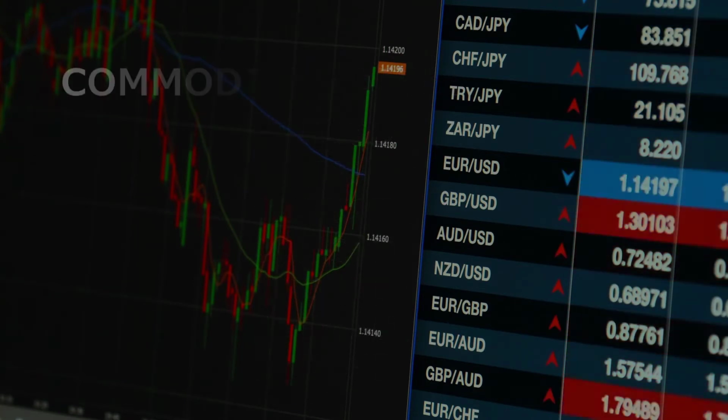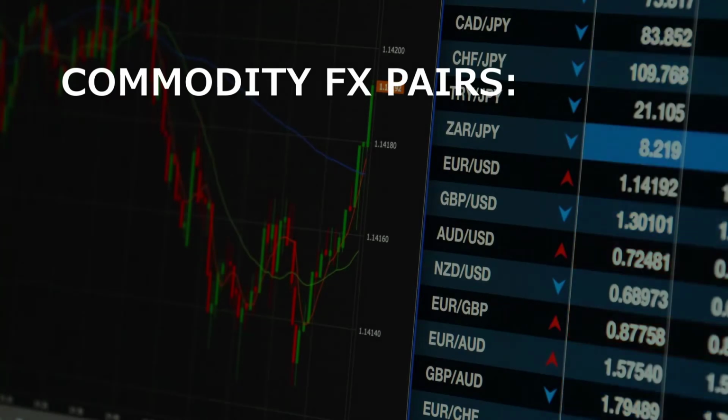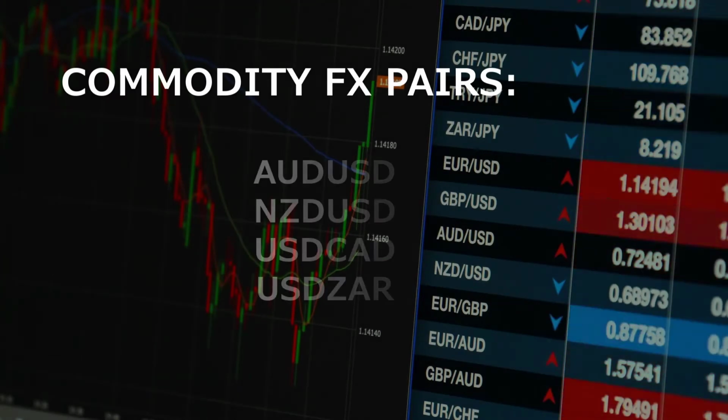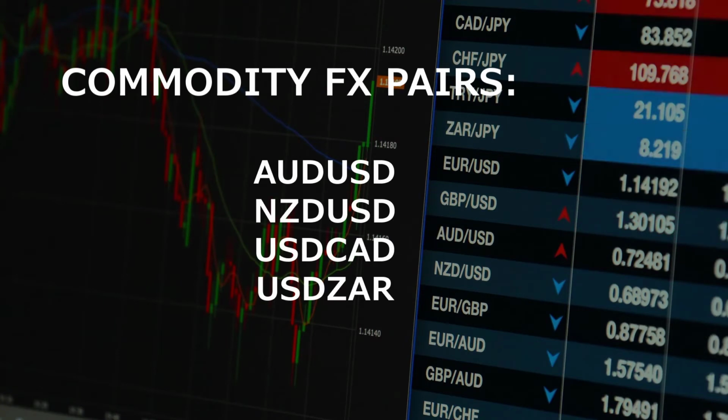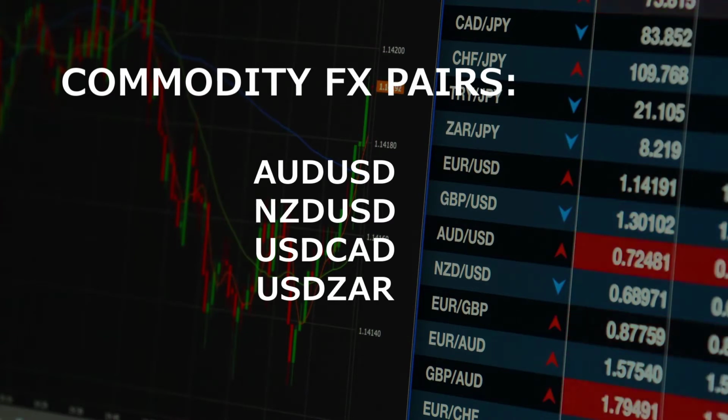The second popular category is known as the major commodity currencies category, and inside that it's got the Australian dollar against the US dollar, the US dollar against the Canadian dollar, the New Zealand dollar against the US dollar, and the South African rand against the US dollar.